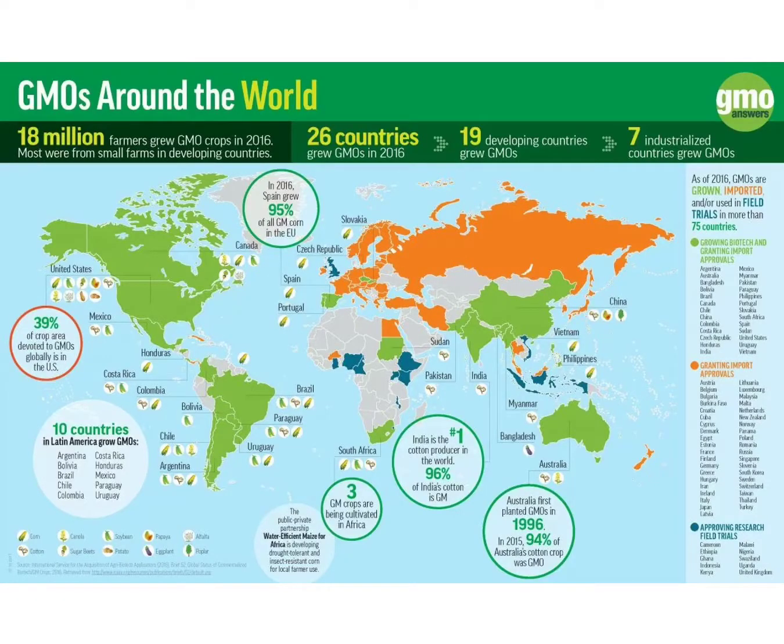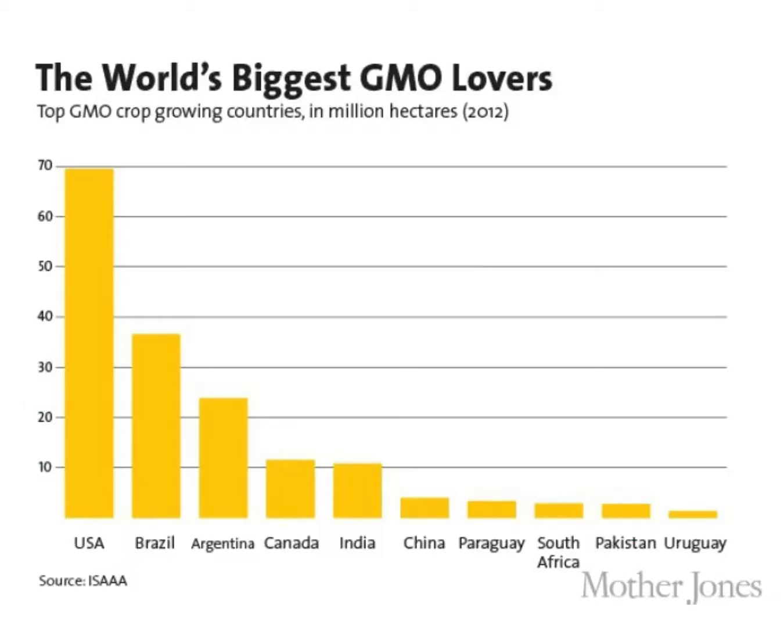Here's a map showing where GMOs are used around the world. Some of the most interesting information here is that 39% of all GMOs in the world are found in the US, and that 96% of cotton produced in India is modified. Here's a graph from 2012 showing which countries use GMO the most. It's interesting to note where China and India stand here, as they are much higher on this graph now.